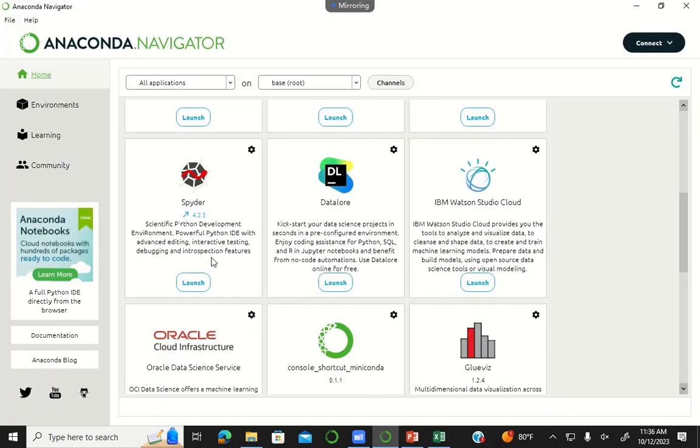In Python, we can go to Anaconda Navigator and then launch Spyder. We can do this really, really easily.